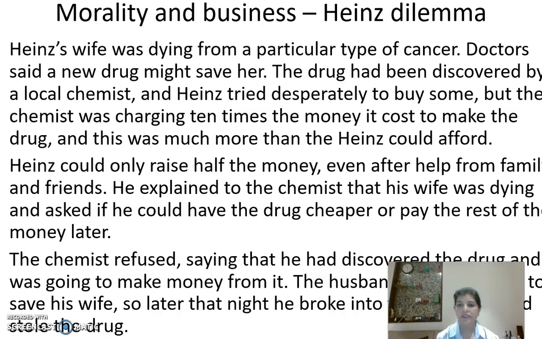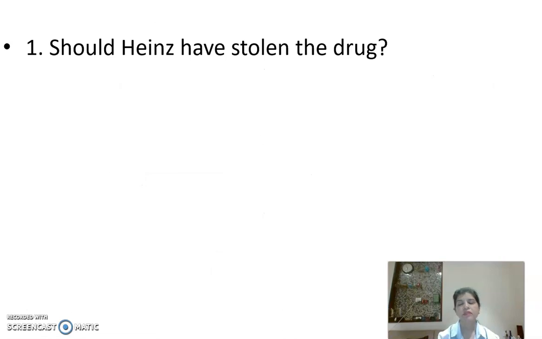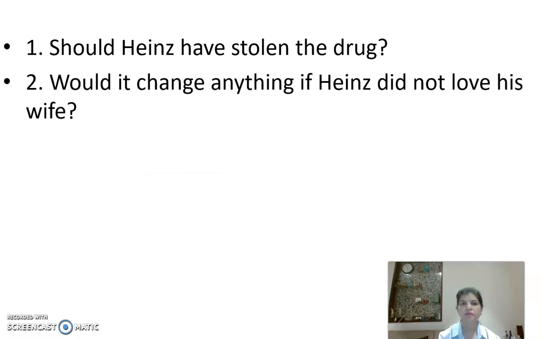He explained to the chemist that his wife was dying and asked if he could have the drug cheaper or pay the rest of the money later. The chemist refused, saying he had discovered the drug and was going to make money from it. The husband was desperate to save his wife, so later that night he broke into the chemist's and stole the drug. Now, the questions that followed were, should Heinz have stolen the drug?